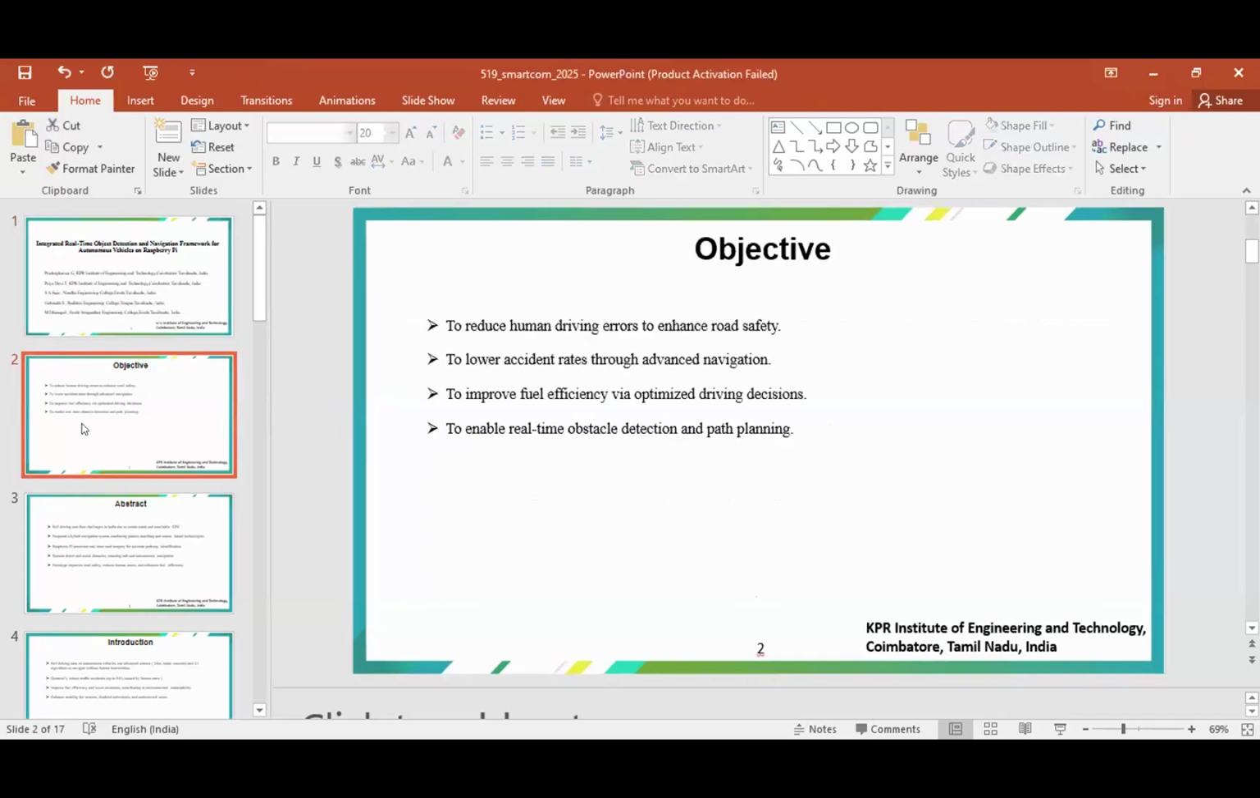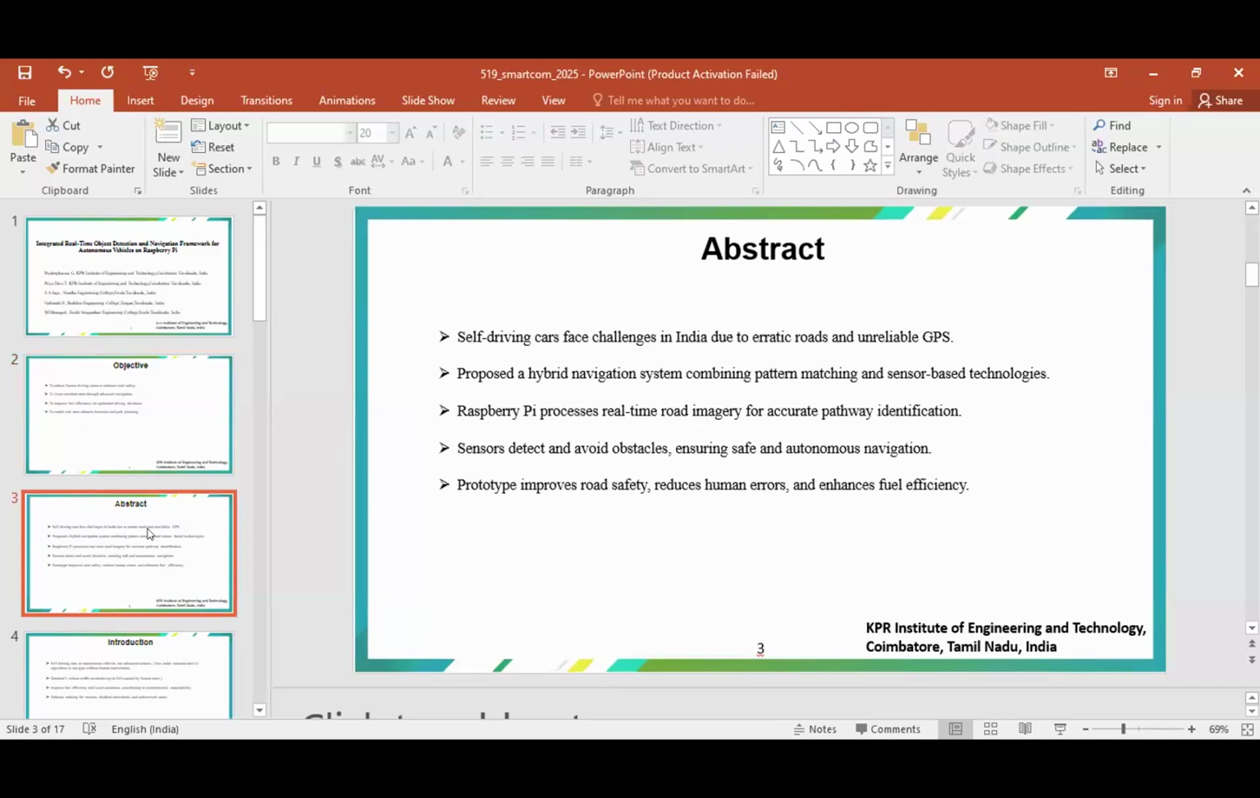Here are the objectives. The main objective of this paper is to reduce the human driving errors to enhance road safety, to lower the accident rates through advanced navigation, to improve fuel efficiency via optimized driving decisions, and to enable real-time obstacle detection and path planning.